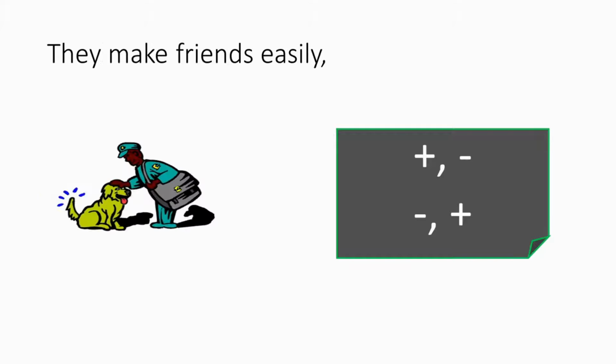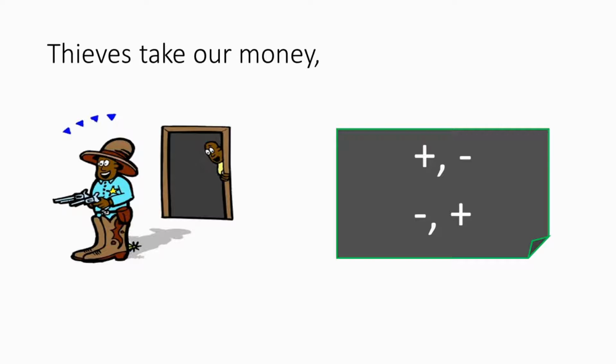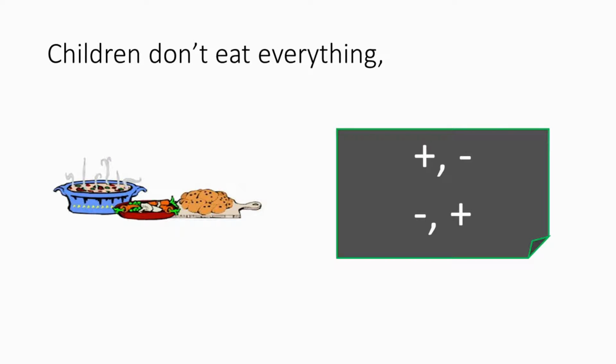Okay. They make friends easily. Don't they? This one is positive, followed by a negative tag question. Thieves take our money. Don't they? This is positive, so a negative tag question. Children don't eat everything. That's right, negative, positive. Do they is the tag question.